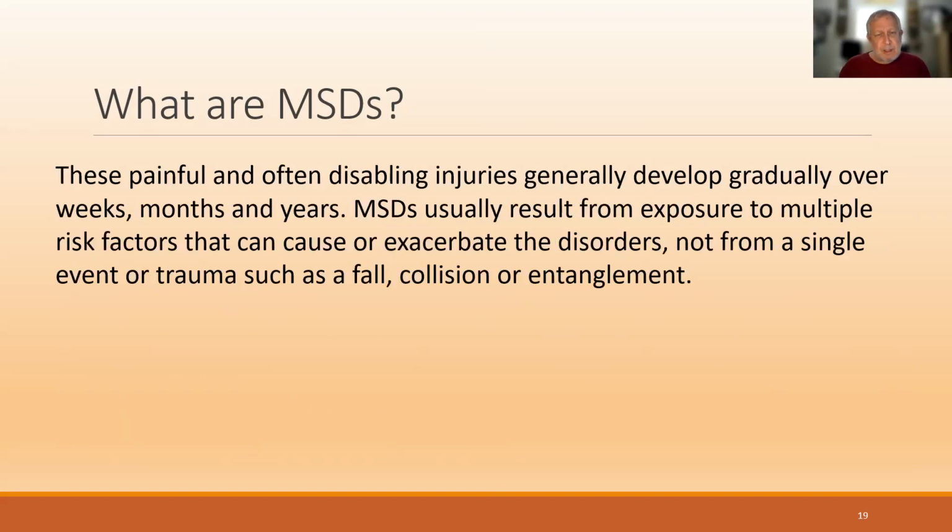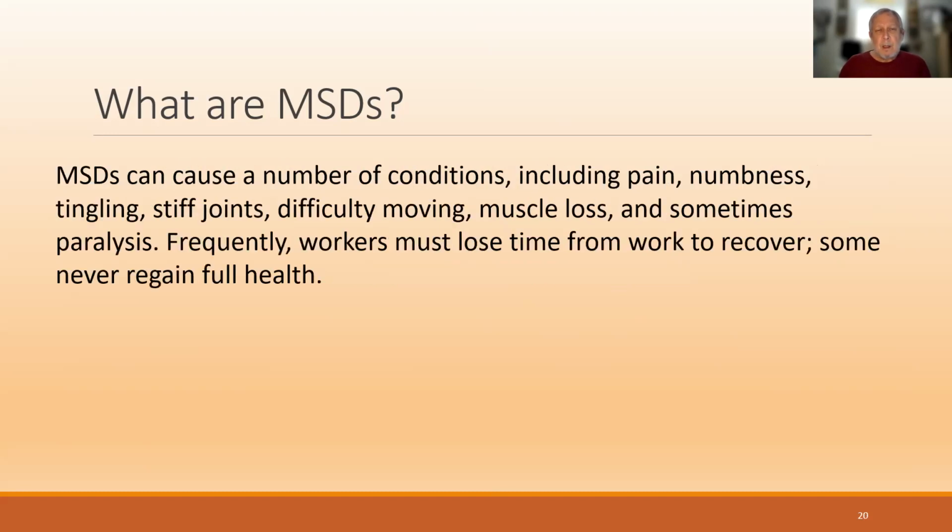So these painful and often disabling injuries generally develop over weeks, months, and sometimes even years. They usually result from exposure to multiple risk factors that can cause or exacerbate the disorders, and not from a single event or trauma, such as a fall, collision, or entanglement. So they result from exposure over a long period of time, or doing something over a long period of time. And they can cause a number of conditions: pain, numbness, tingling, stiff joints, difficulty moving, muscle loss, and sometimes even paralysis. Frequently, workers must lose time from work to recover, and some never regain full health.